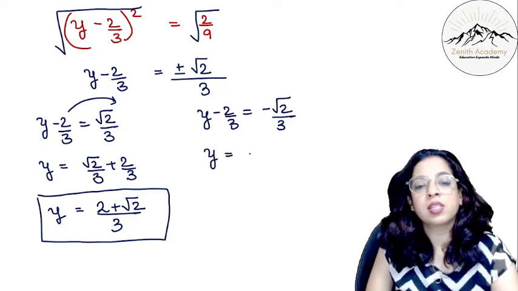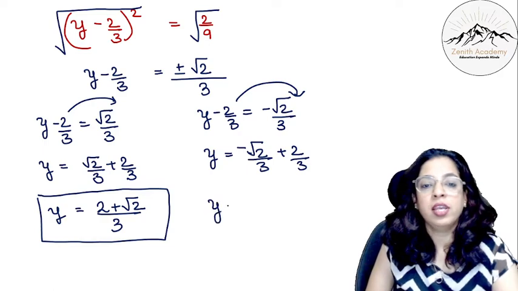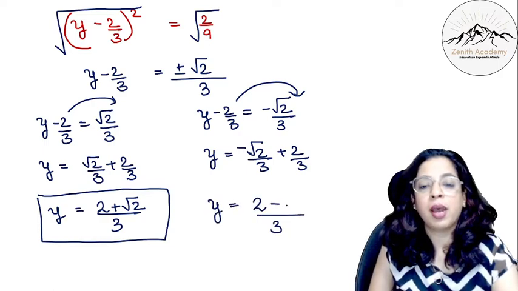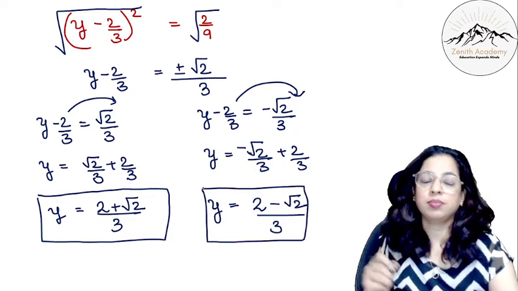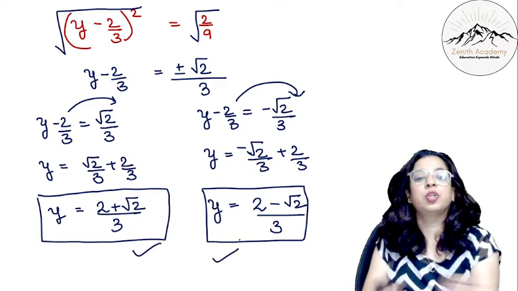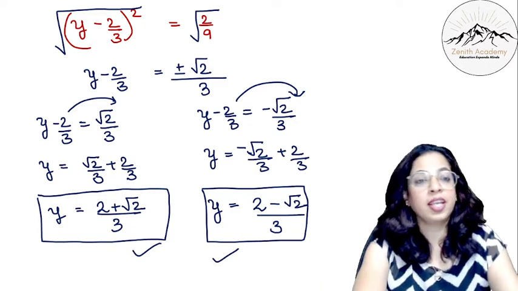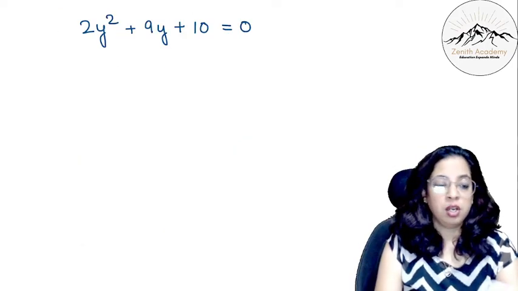Next y is minus root 2 by 3. Take this on the other side, it becomes plus 2 by 3. So y is equal to 3 is common. You can write 2 ahead, 2 minus root 2. So this is another root of the quadratic equation. These are the two unequal roots of the quadratic equation. Let's go ahead to the next question.